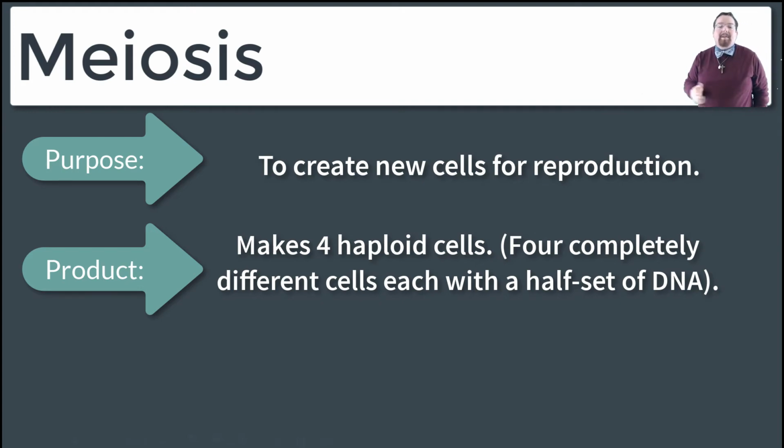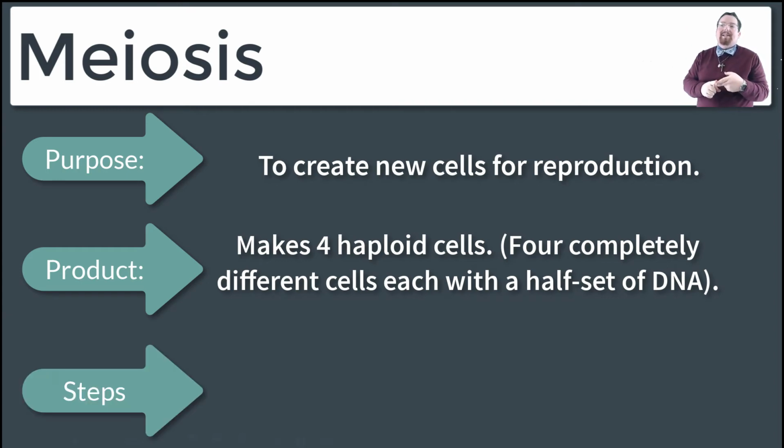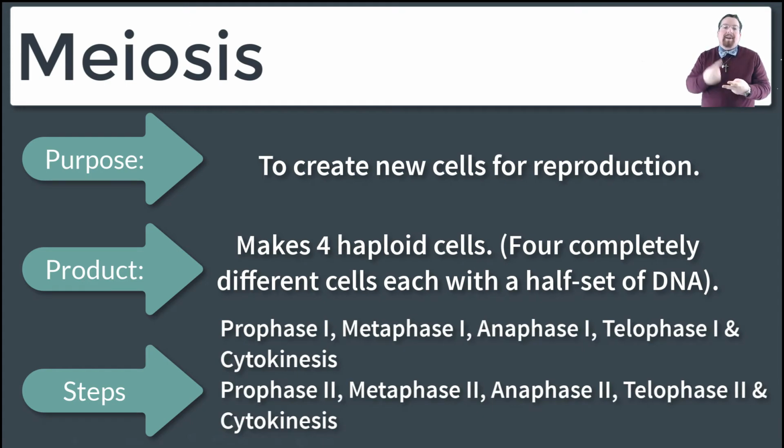The steps of meiosis are similar to mitosis, except everything happens twice. So we have prophase 1, metaphase 1, anaphase 1, telophase 1, then the cell splits in cytokinesis, and then our 2 cells go through prophase 2, metaphase 2, anaphase 2, and telophase 2, and then the cell splits again, giving us 4 new different cells.